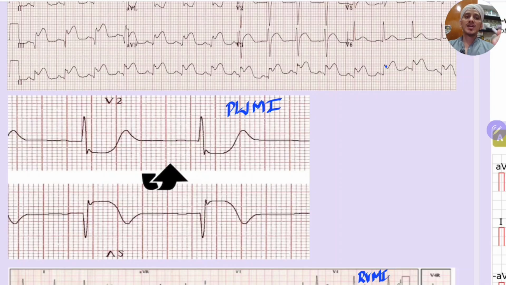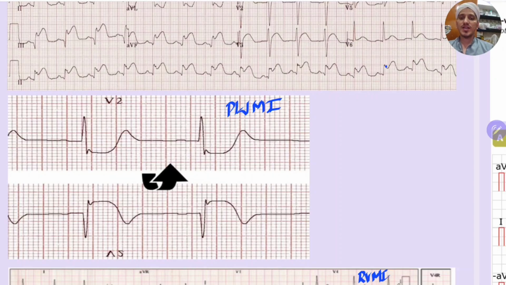The SA node is supplied by the right coronary artery. That's why blocks are very common in these patients. And these MI patients present with hypotension. That is also an important thing we should remember. Now coming to posterior wall MI.